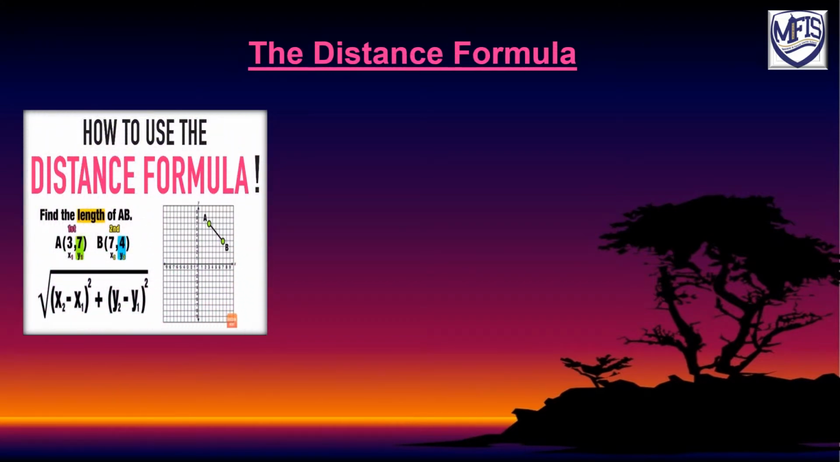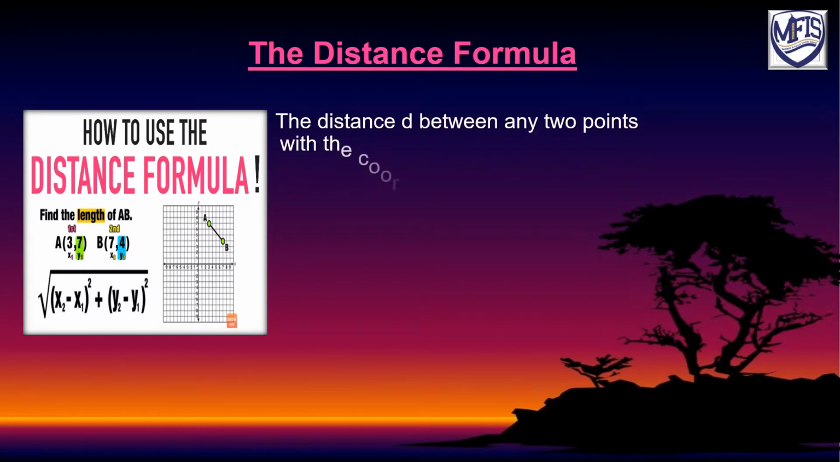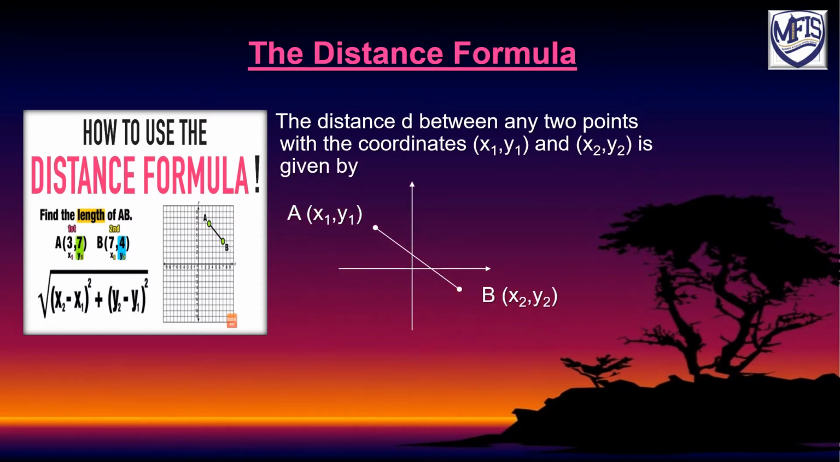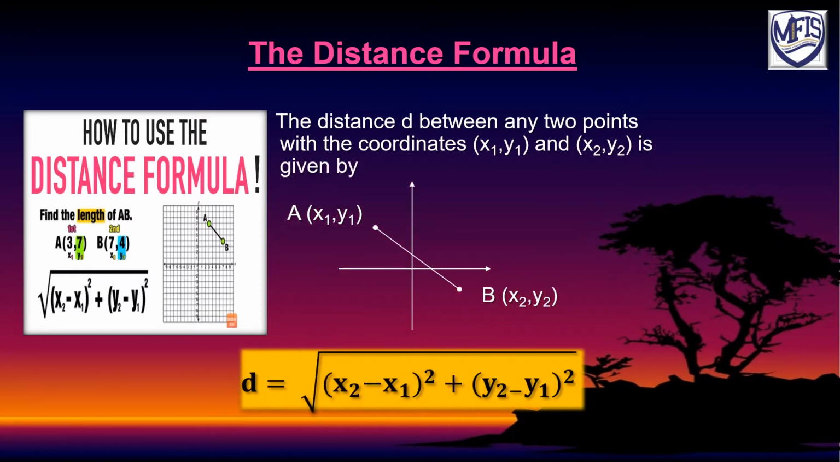What we have studied before in Part 1: we have a new rule to find the distance between any 2 points. If I have 2 points A and B, I can find the distance between them by using d equals the square root of (x2 minus x1) all to the power 2 plus (y2 minus y1) all to the power 2.